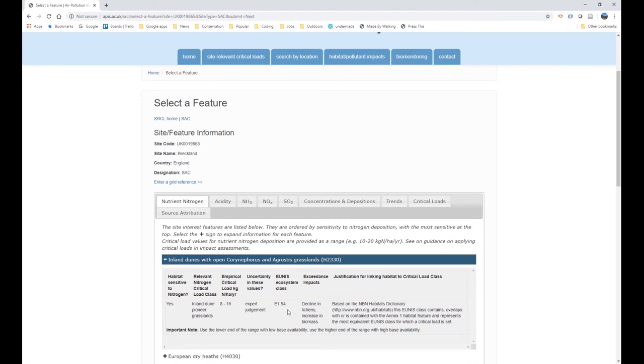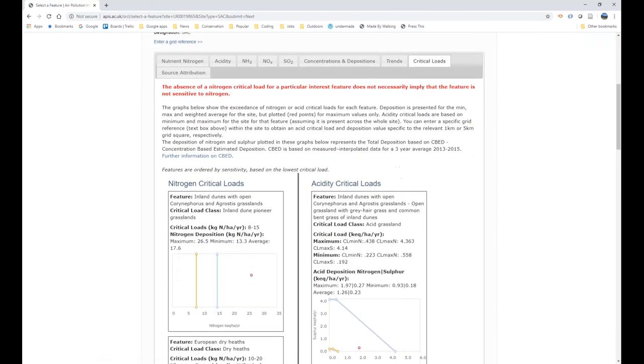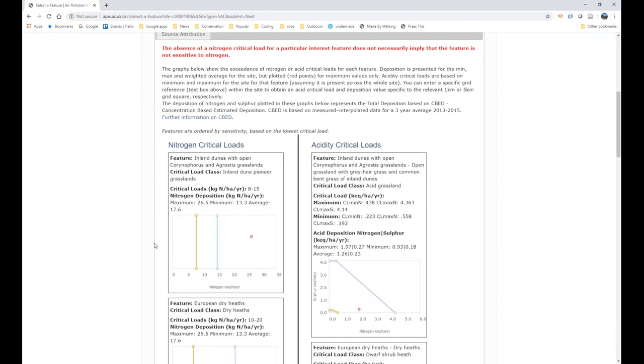The UNIS class, for those of you who have to match up different habitat types, can be very interesting, and then it tries to give you a bit more understanding about how you use the critical load and what you might expect to happen to that habitat. It also, which is quite an interesting feature, will give you the background pollution for the grid square that's there, in this case the Brecklands for inland dunes. Here's the lower end and higher end of the critical load, and then the background pollution.